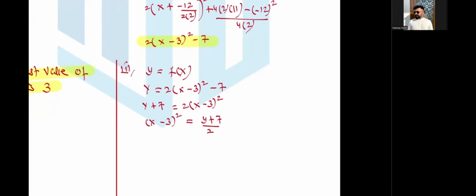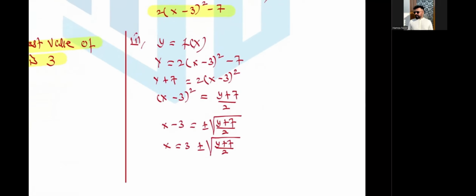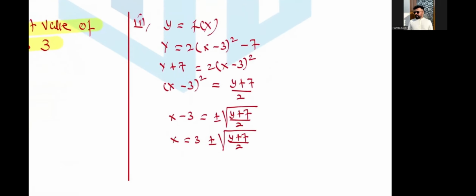Taking the square root on both sides, x − 3 will be equal to plus or minus the square root of (y + 7)/2. Therefore, x = 3 ± √((y + 7)/2). So now in place of x, I'm going to write f inverse x, and in place of y, I'm going to write x. Either we will choose the plus sign or the minus sign, and for that purpose I'm going to leave some space over here.